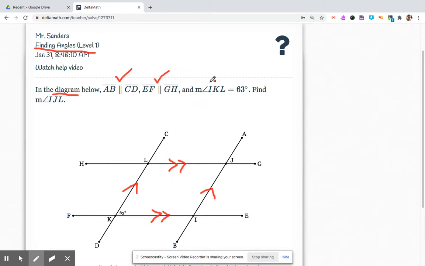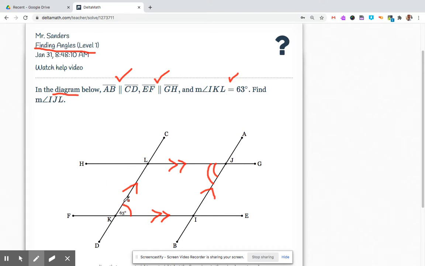Check. Measure of angle ILK, so we're looking for K. IKL, there we go, not ILK, IKL, check, is 63. That one's marked right here to help us focus. Find IJL. We're looking for this one right here. So we have to bounce around a little bit and figure it out. So we'll just go ahead and do that.